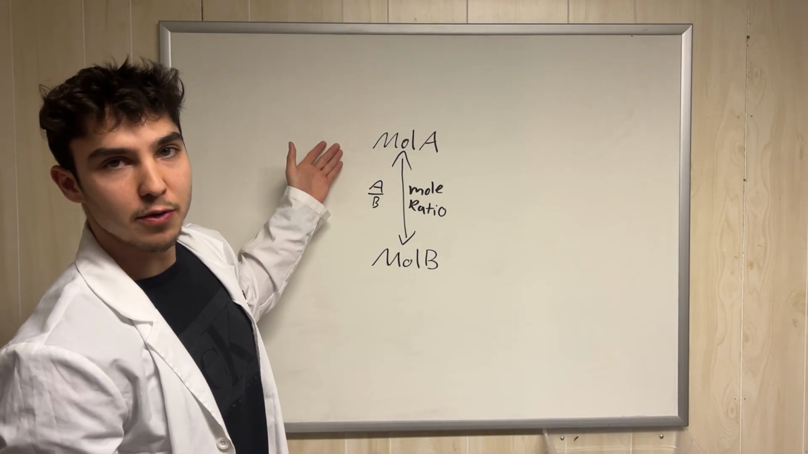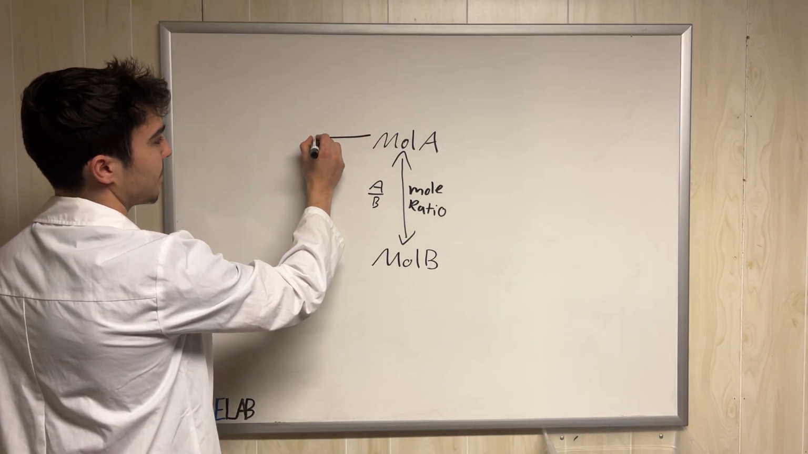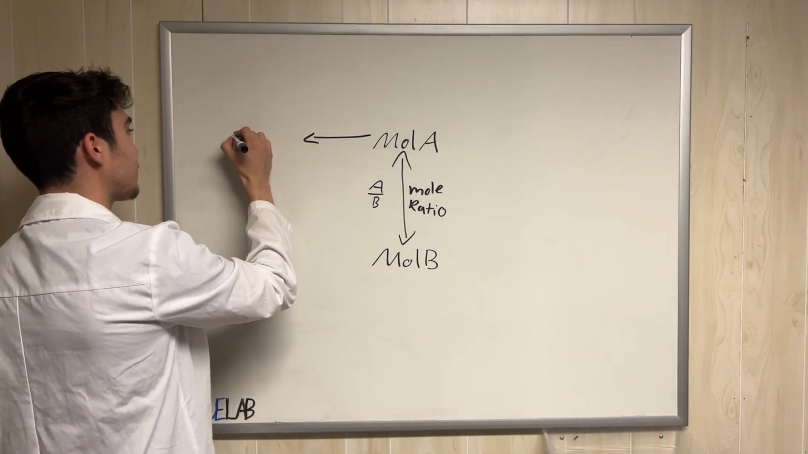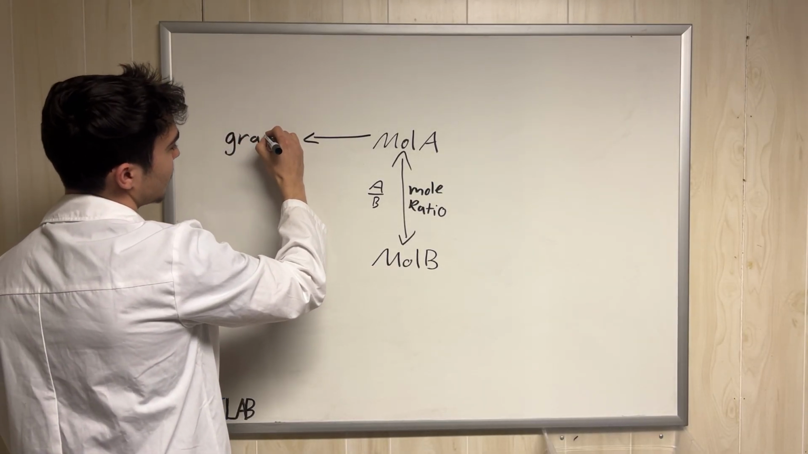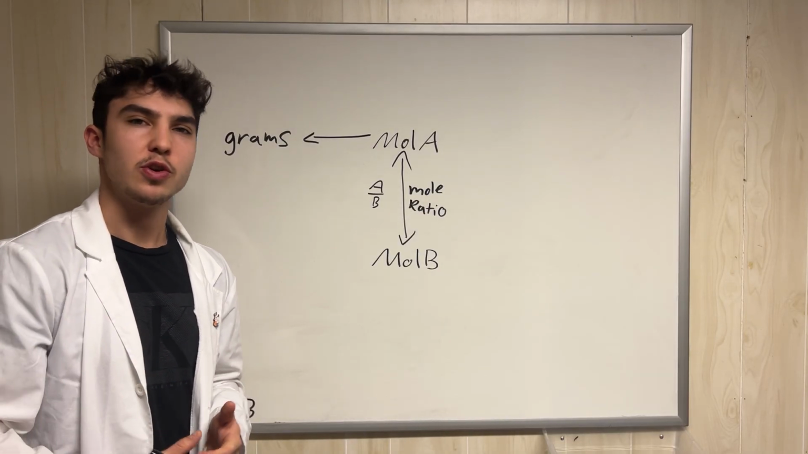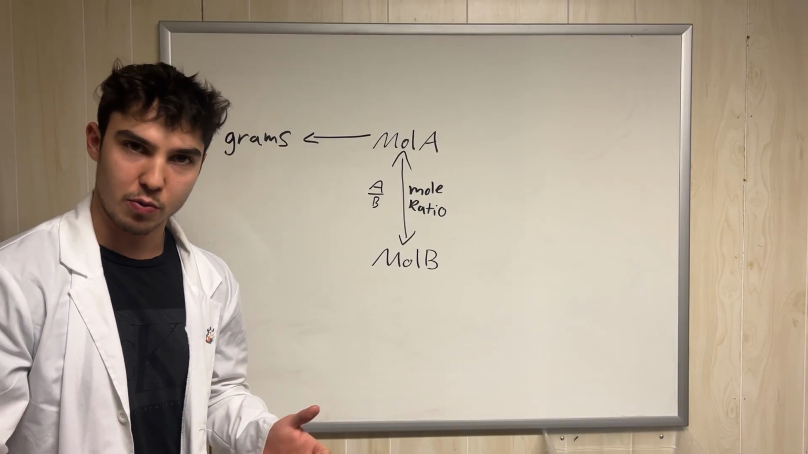On the left hand side of your moles A and your moles B, you're going to draw another arrow going out. And you're going to start with writing grams. Now to go from moles to grams, what do you have to do? You have to multiply by the molar mass of the compound you're working with.